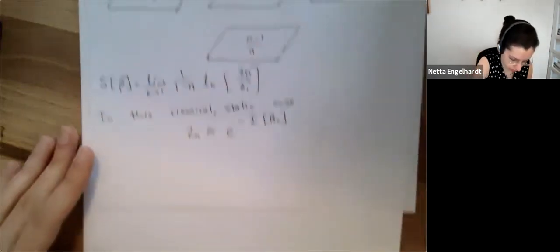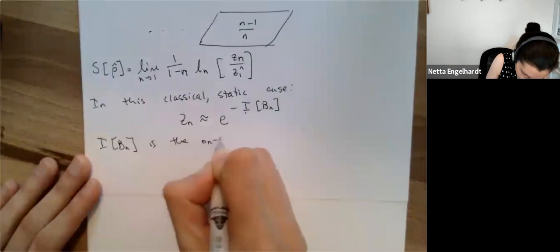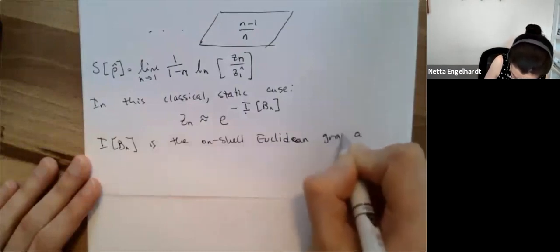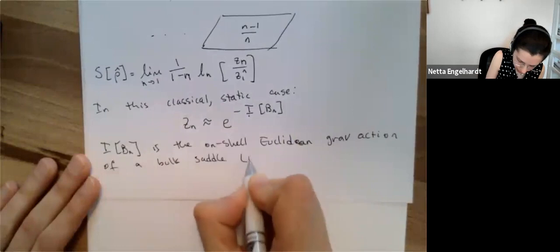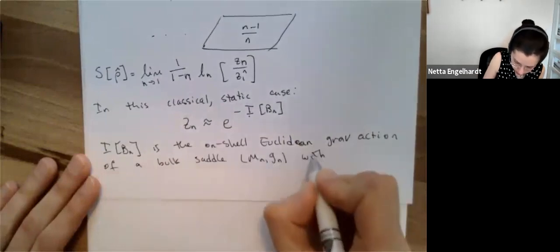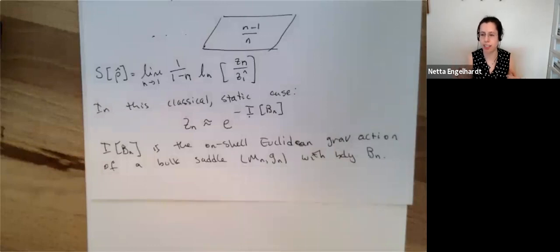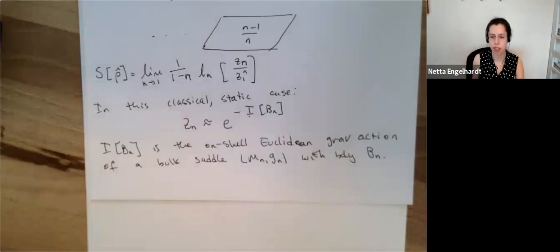I'm going to write this down. So I of B sub n is the on-shell Euclidean gravitational action of a bulk saddle, which we'll call M_n, G_n, with boundary B sub n. Okay, so this is where we use the first principles of AdS/CFT, Z_CFT equals Z_AdS. And the reason that we are able to take this approximation, the reason that there's no complication in taking this to be the Euclidean action, is because we're working both in the classical limit and in the static case, which means we have a Euclidean continuation that we can easily take.